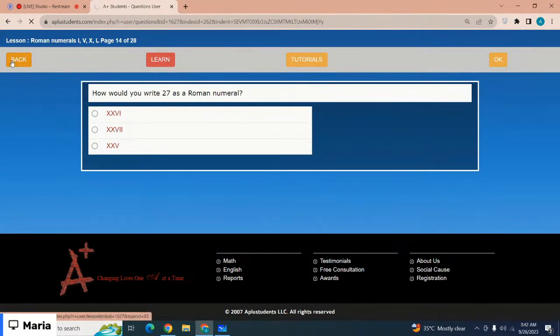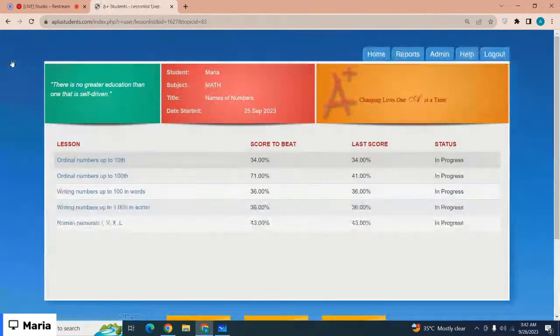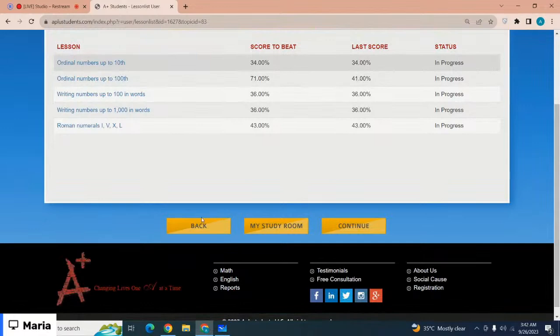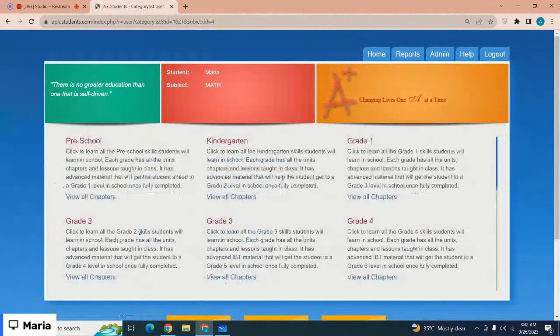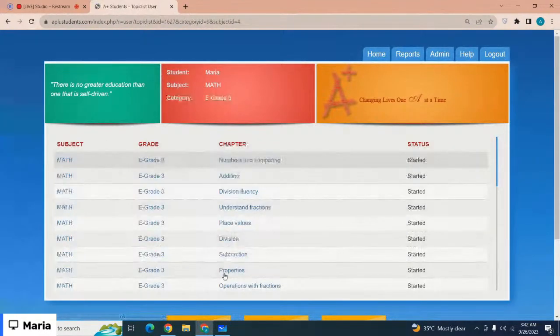So, we are working on grade 2 math. The chapter we are working on is names of numbers, right? The lessons we have covered are ordinal numbers up to 10, ordinal numbers up to 100, writing numbers up to 100 in words, writing numbers up to 1000 in words, and then Roman numerals, right? So please make sure before the next session you complete all the practice questions for the lessons we did today. If you need more help with any of the lessons, you can contact any tutor on Skype. They are available from Monday to Friday, 5 to 9, right?